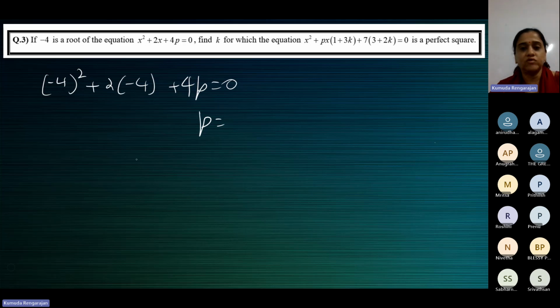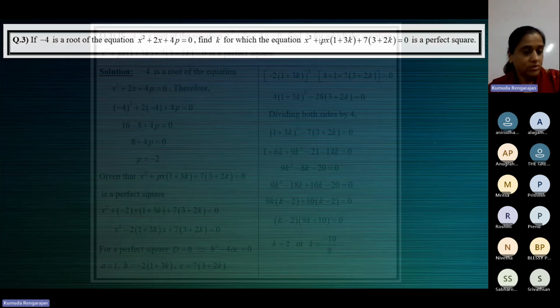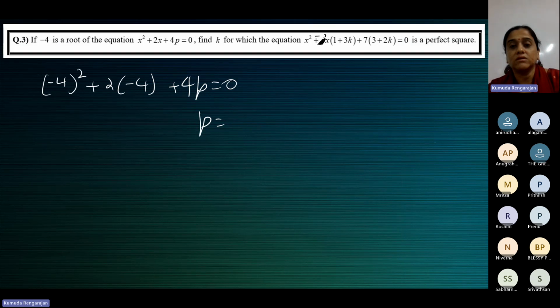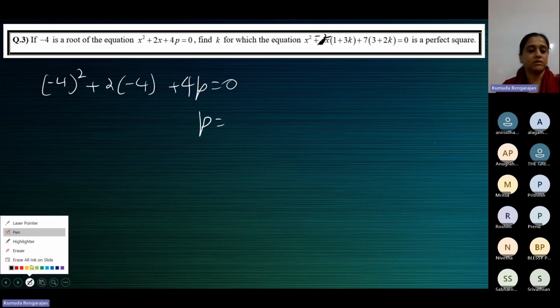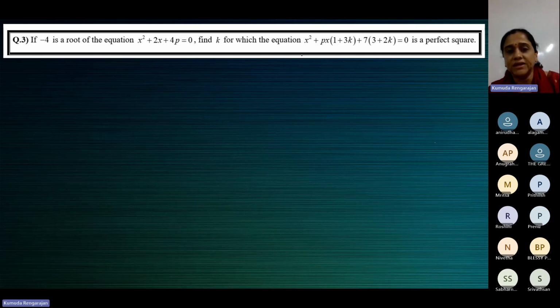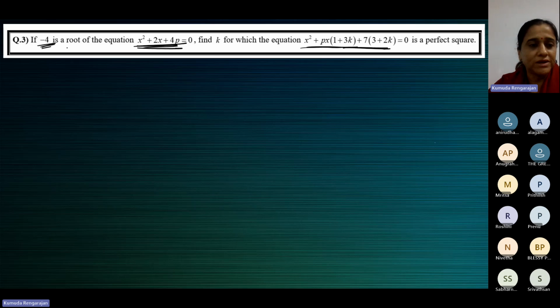So you can use that value of p here. P, what is that? Minus 2. So you can replace p with minus 2 here. Correct? Okay. And then the second equation, there are two equations. For the first equation, minus 4 is a root. Now for the second equation, minus 4 is not a root. For the first equation, minus 4 is a root, so you found the value of p.